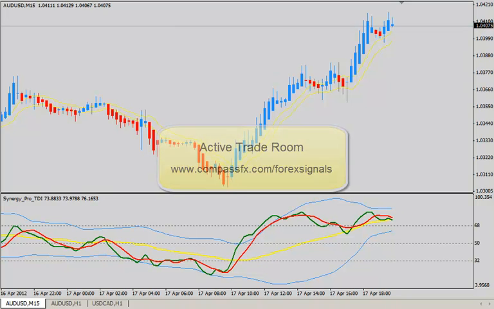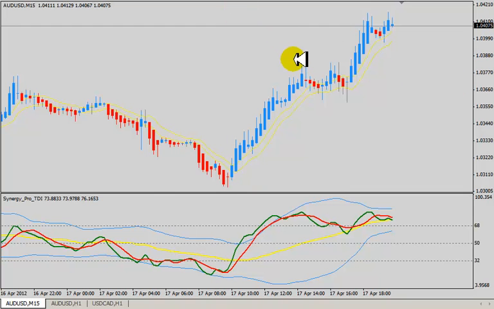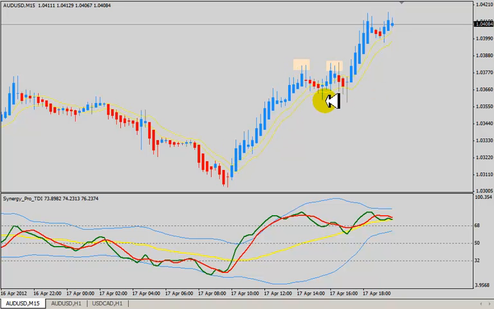So during the active trade room this morning, we had talked about some potential setups. One of the potential setups we had talked about was a double top pattern seen in the Aussie dollar. The Aussie dollar made a nice move up, had come back down to a midpoint, and rose back up. And so we had a double top here.